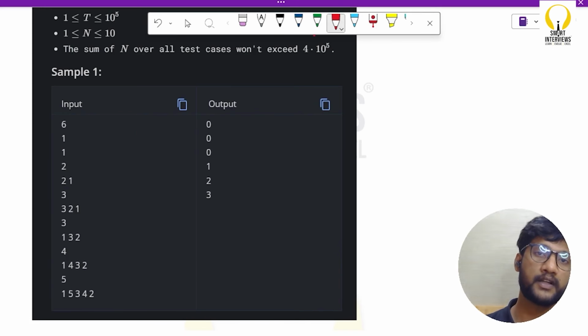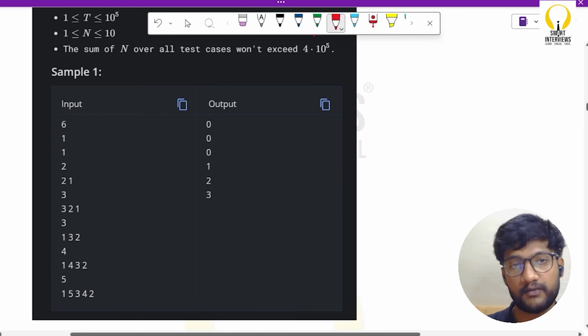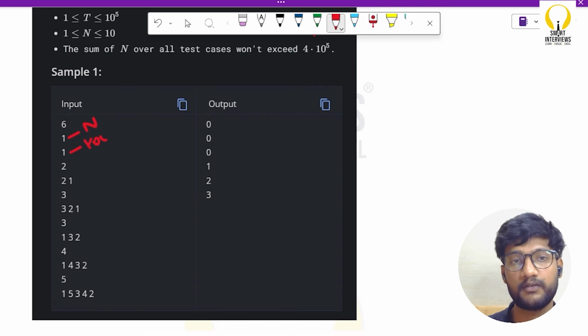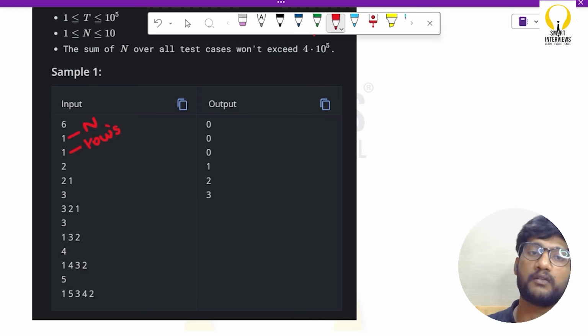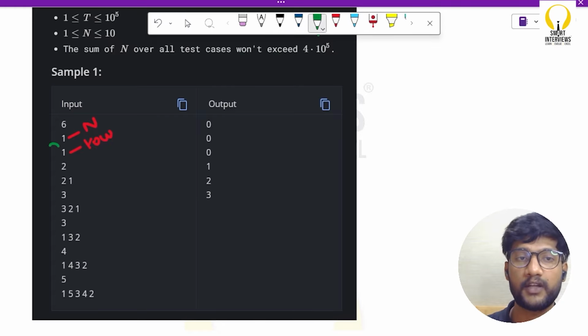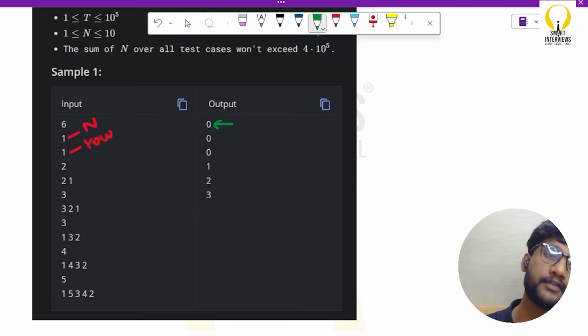So we'll try to understand this problem by seeing the sample test cases. You have 6 test cases basically. The first line denotes n, and the second line denotes the rows, like what numbers are there in the row. Now, since we have only one person, you can go from right or you can go from left. So no person is going to be disturbed, right? The output will be 0 itself.